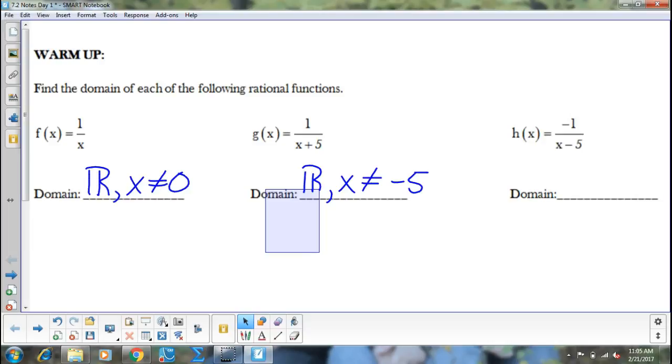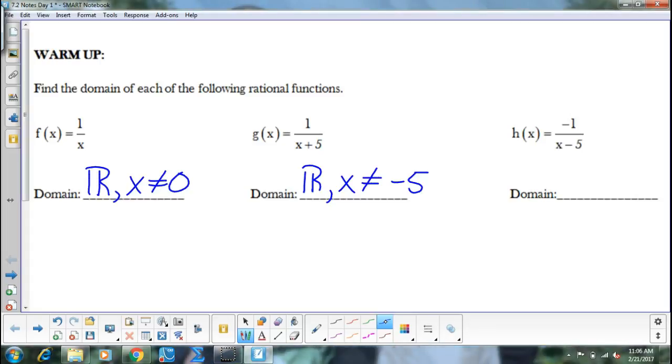Third one. What do we got for the third one? All real numbers except x cannot equal 5. Except x cannot equal +5? Yeah. Okay. I think there's 2 of them up there for you, Brad.